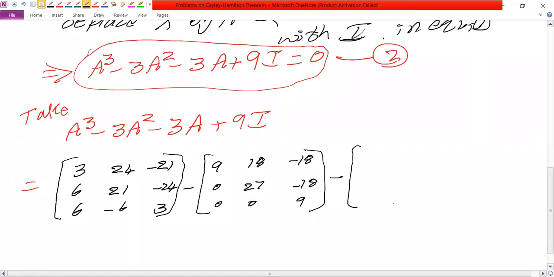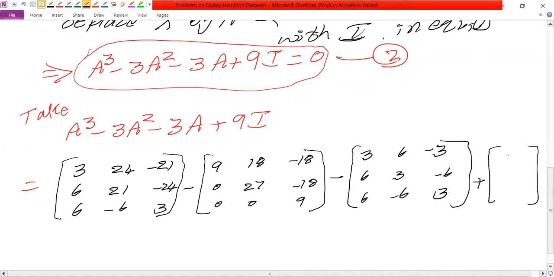We need to find 3A. For finding 3A, 3 into again A. Already we mentioned Mat A is in place, okay, plus 3, then we'll get Mat A. So what is that? 3, 6, minus 3, then 6, 3, minus 6, 6, minus 6, sorry, this is minus 6, and 3, plus 9I. What is the 9I value? Is it required to calculate in the calculator? No. What is the identity matrix? 1 0 0, 0 1 0, 0 0 1. So multiply it with 9. We'll simply get the diagonal elements as 9.